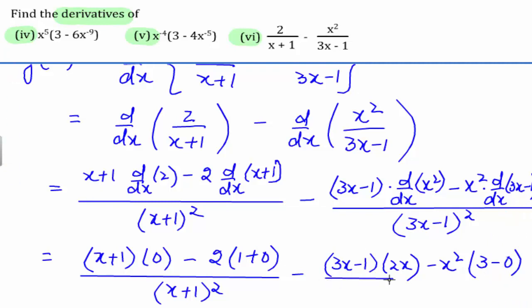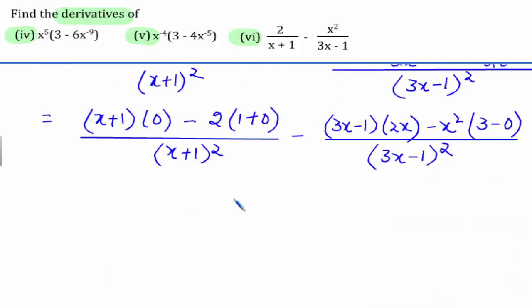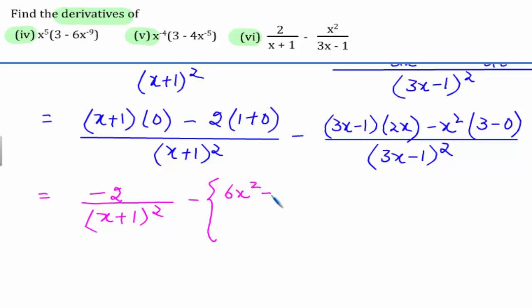On multiplying 0 with x plus 1 gives 0. Then we have minus 2 into 1, which is minus 2, divided by x plus 1 whole square. Then minus, on multiplying 3x with 2x we get 6x square, minus 2x into 1 gives 2x, minus 3x square, divided by 3x minus 1 whole square.